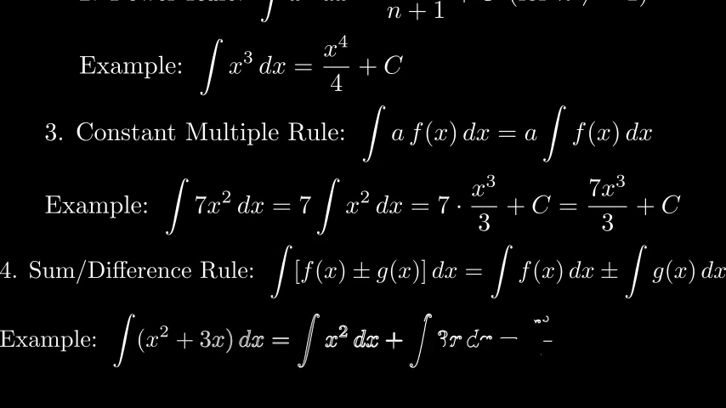Finally, we have the sum and difference rule. The integral of f of x plus or minus g of x dx equals the integral of f of x dx plus or minus the integral of g of x dx. For instance, the integral of x squared plus 3x dx equals the integral of x squared dx plus the integral of 3x dx, which equals x cubed over 3 plus 3x squared over 2 plus c.